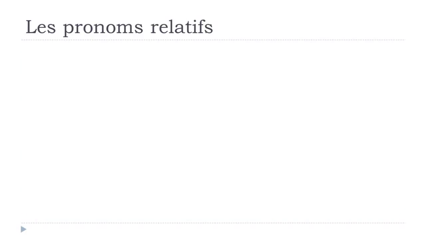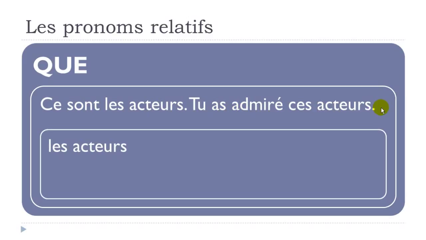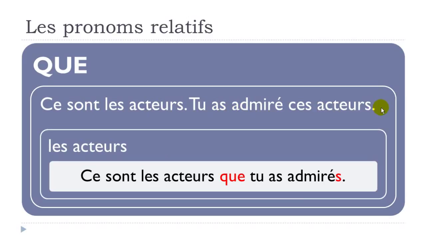Okay? If we've got the plural, like here, so masculine, but then the plural form, ce sont les acteurs, tu as admiré ces acteurs. Okay, so we just don't want to repeat les acteurs. Ce sont les acteurs que tu as admirés, and then have a look here. We've got the mark of the plural, and it's S at the end. Okay, so same thing as usual in French, you don't pronounce it, okay, but it's really important to remember that you should put the S at the end of your participe passé here. Okay?